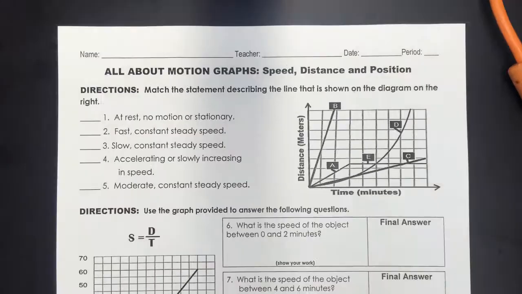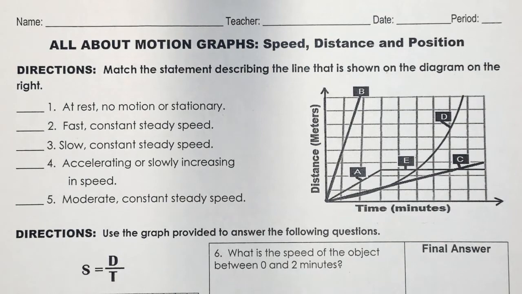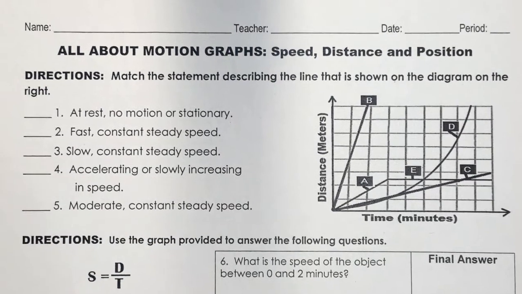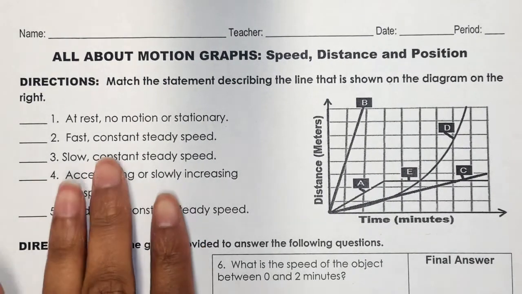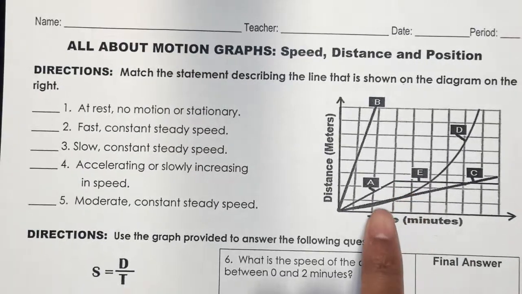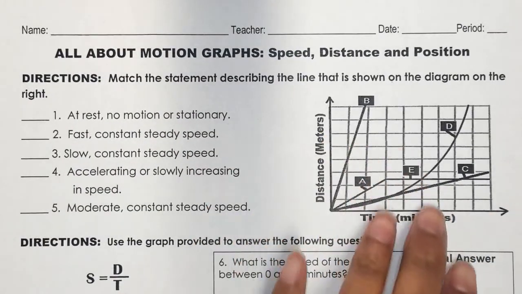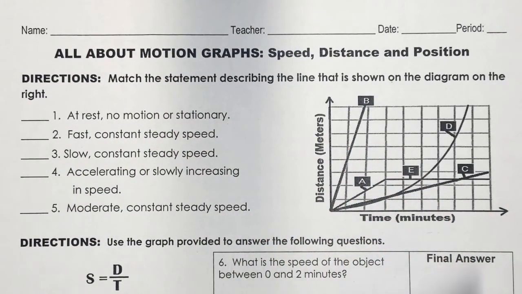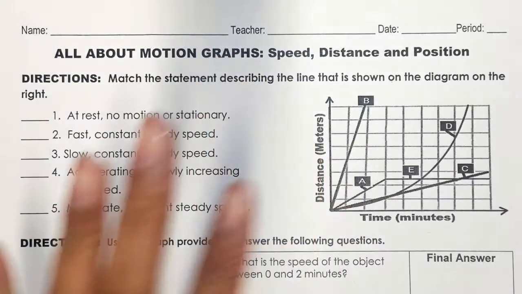Right, let me zoom in. All right, so this is a handout that we did today all about motion. The first ones are about this distance time graph, and we studied what each of these lines mean. We should know that the steeper the line, the faster it's going.